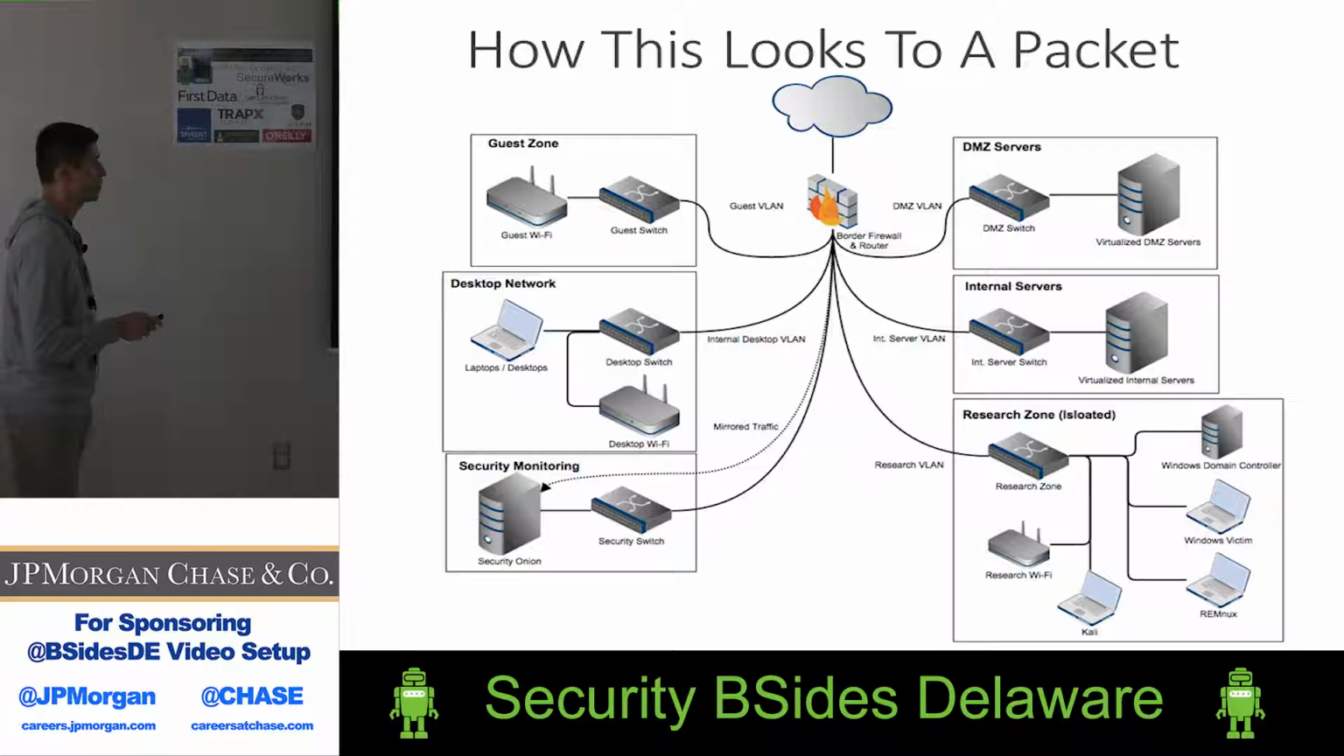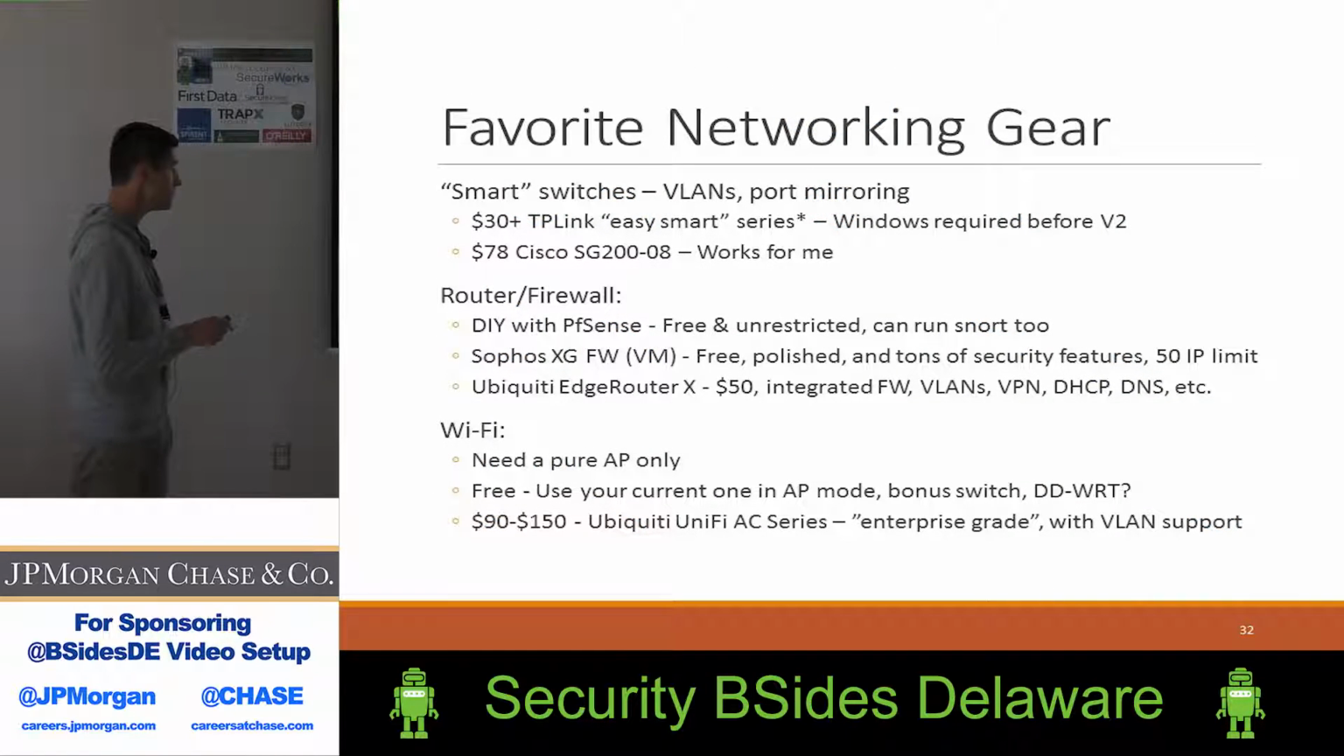All of that connects up through my router, and what you can't see in the middle here would be my switch. And then anything that goes through at all through the middle here is then echoed back to my security monitoring. So what specific hardware do I use for this?